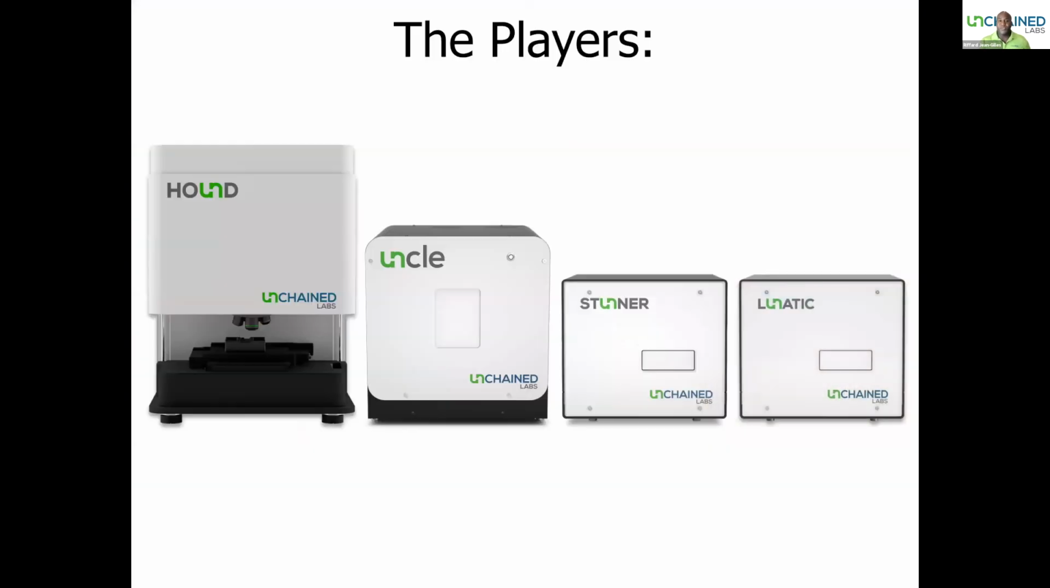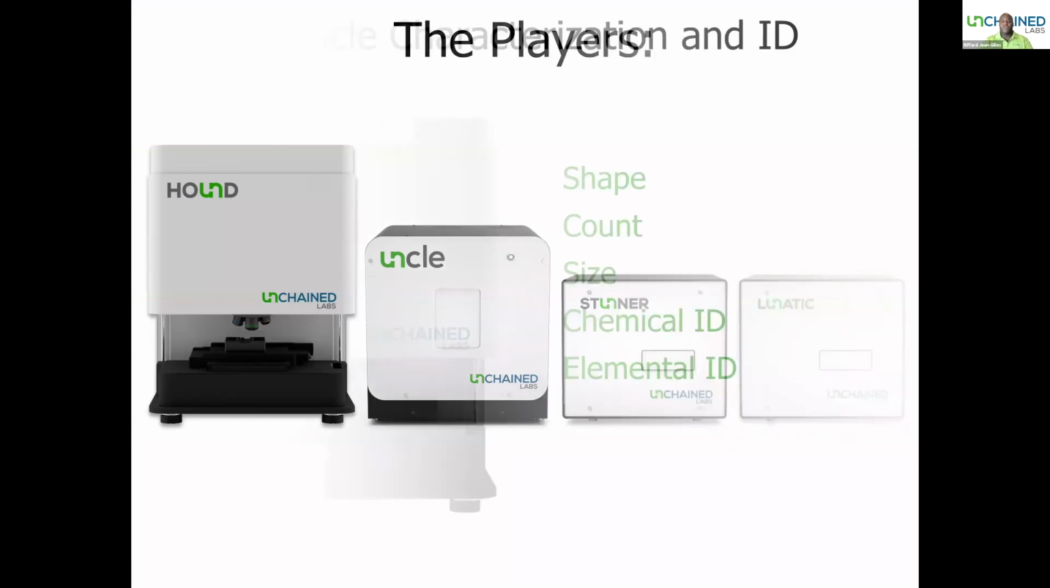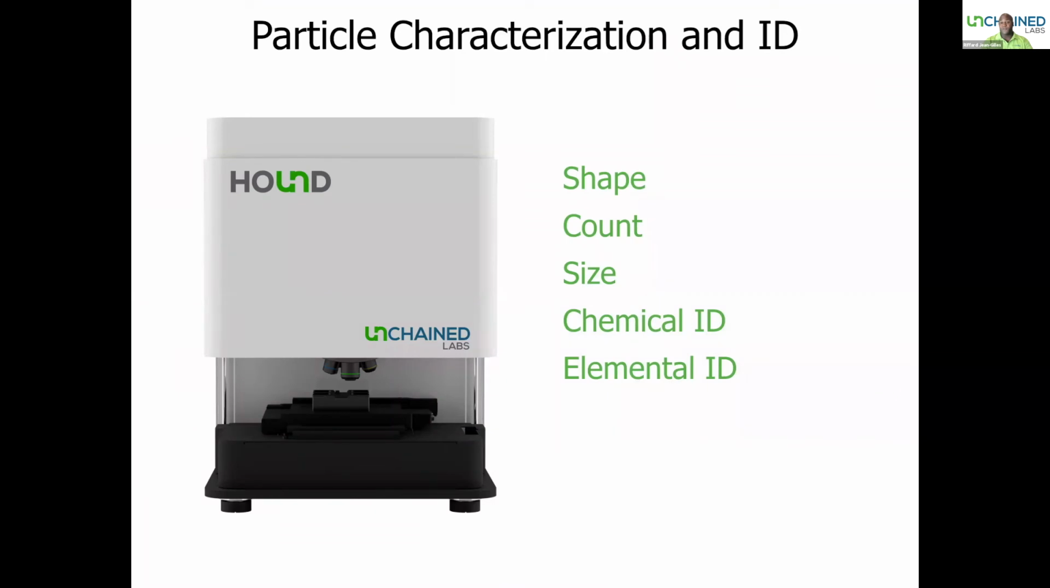So this is when the Hound, another platform, can be useful. So the Hound is an interesting platform that is really useful for morphology. So if you're looking at the shape and also getting an idea of the count and size of the particles in your sample, that platform can do so. And also we've added the ability to do chemical identification. So you can also find not only what kind of samples make up your drug, but also determine exactly where some impurities or contaminants may be coming from, right?